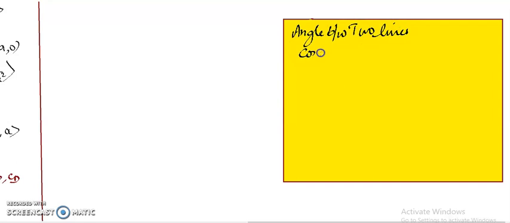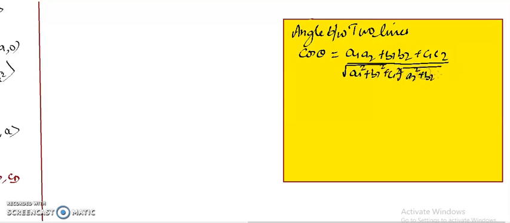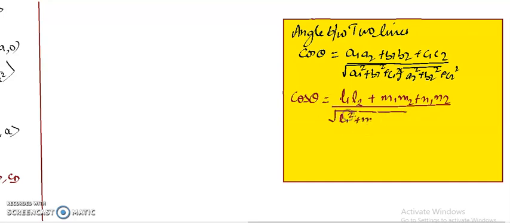You know that it is cos theta equals A1 A2 plus B1 B2 plus C1 C2 upon square root of A1 square plus B1 square plus C1 square, times square root of A2 square plus B2 square plus C2 square. But these are the direction ratios. Here I am going to talk about direction cosines, because we are doing our question in direction cosines. So if you want to write the formula in direction cosines, they are L1 L2 plus M1 M2 plus N1 N2 upon square root of L1 square, M1 square, N1 square, times square root of L2 square, M2 square and N2 square.